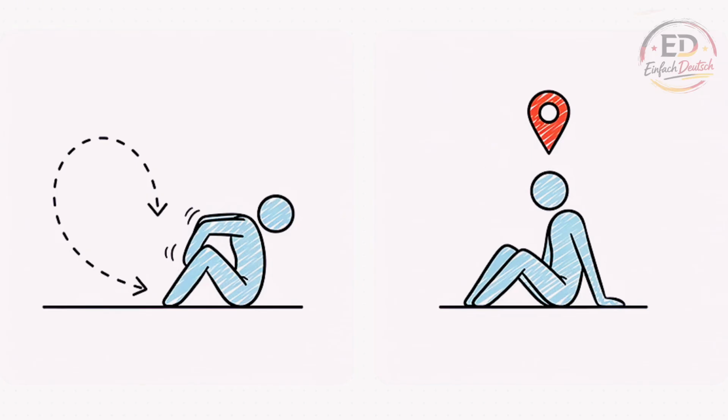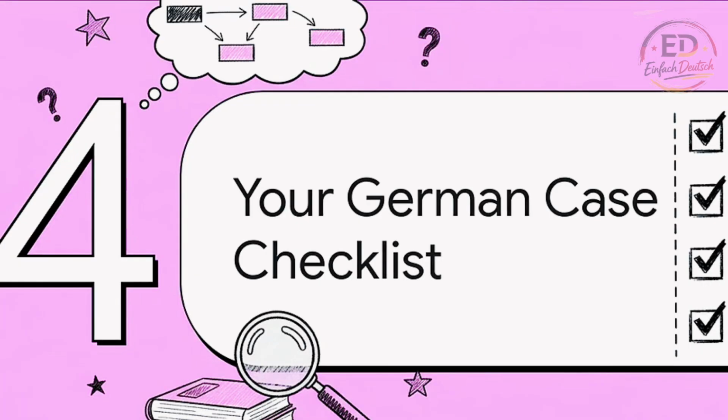See the difference? Let's do one more just to lock it in. Ich setze mich auf den Boden. I am moving from a standing position onto the floor. That's direction, so it's accusative. But once I'm there, ich sitze auf dem Boden. Now I'm just in a static location, no more movement. So it's dative. Direction is accusative, location is dative. Simple as that.